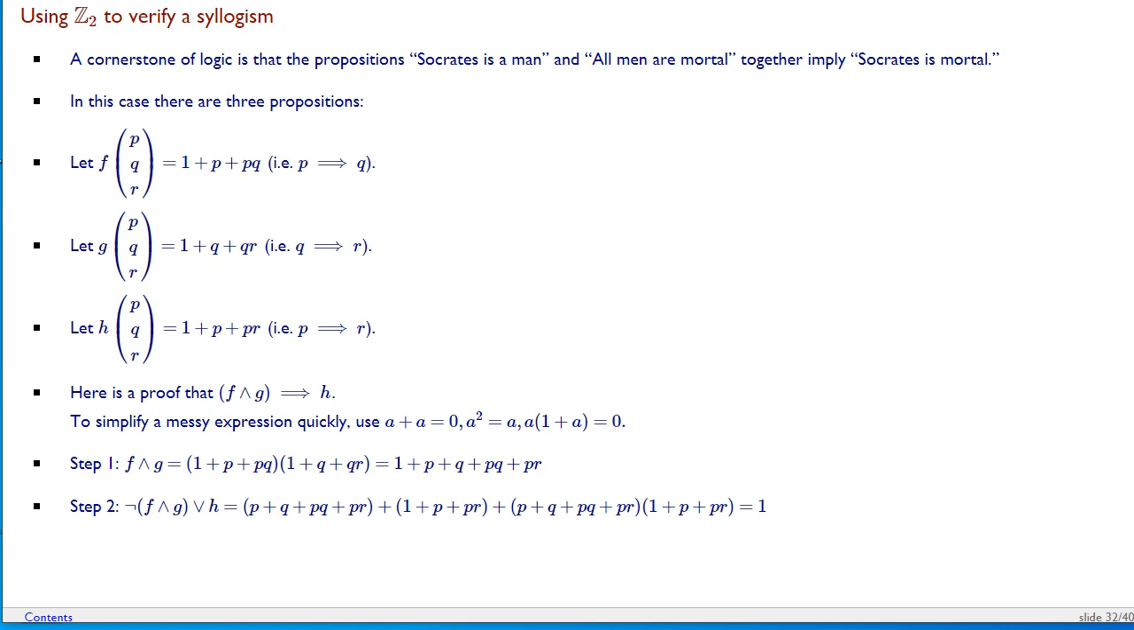I won't bore you with the algebra, but when you calculate this all out, it turns out to have the value 1, and that proves that we've got a tautology, something that's obviously true in all cases, and that completes our proof. And in fact, that completes this introduction to the use of finite fields to do Boolean algebra.